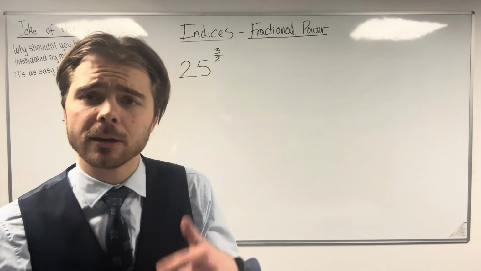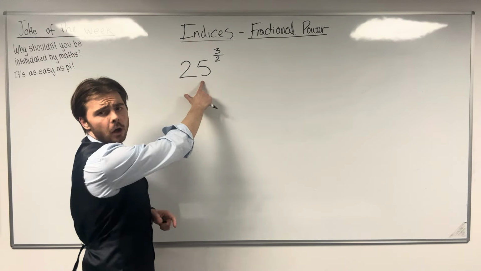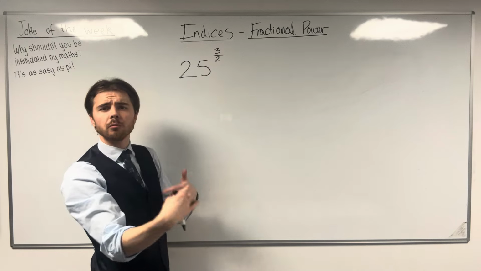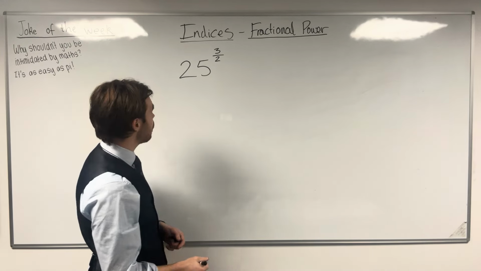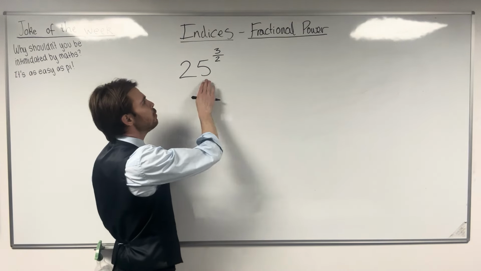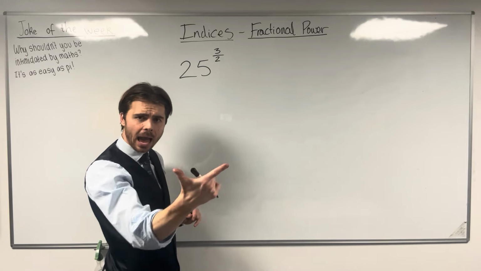We are still on our fractional powers. Now it looks slightly different. This time I have 25 to the power of 3 over 2. So rather than just a half, it's 3 halves. Now, the best way I've seen this dealt with is to deal with this in 2 steps. There is a root happening and there is a power happening.